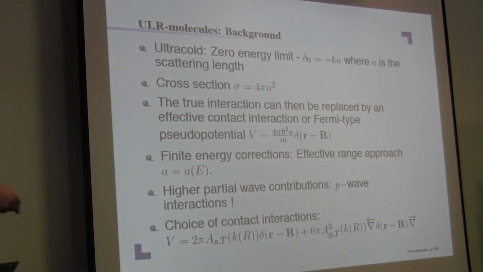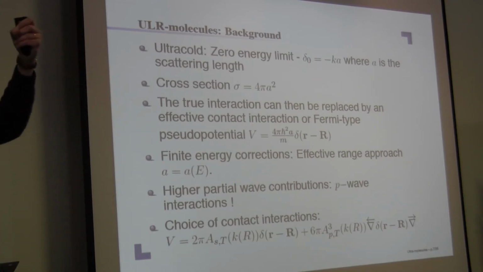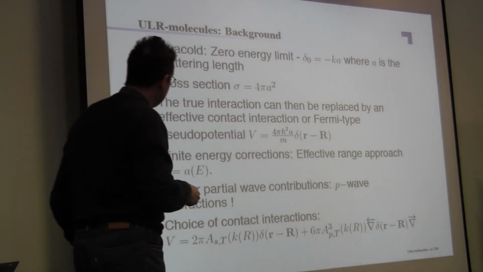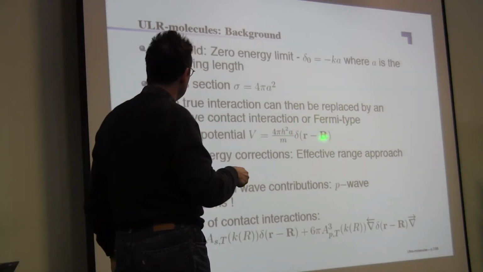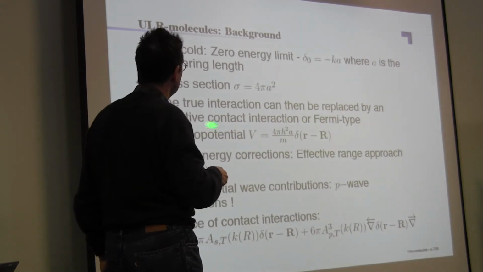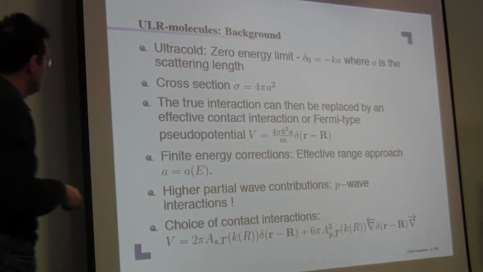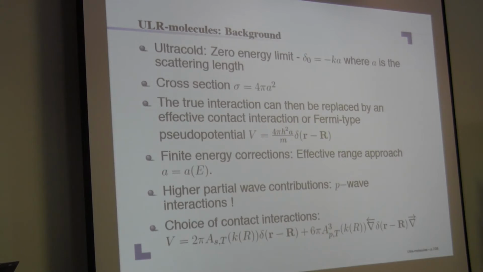Then the idea, which goes back to Fermi, is not to use the true interaction potential between the electron and the neutral perturber, but to replace it simply by a so-called pseudopotential. By a Fermi-type pseudopotential, which is given here. Or you might call it an effective contact interaction. These are alternative names for this potential.